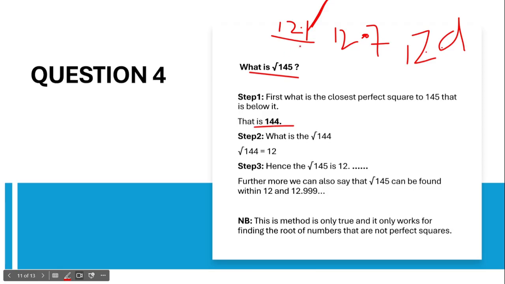So it should be closer. Our answer should be closer to 12. If the number is closer to a perfect square, it should be closer to the square root of that perfect square. Simple and short.